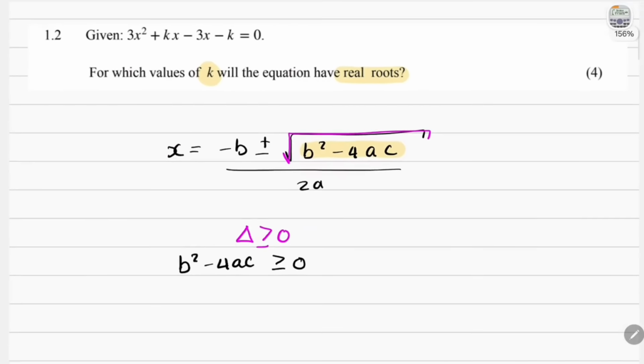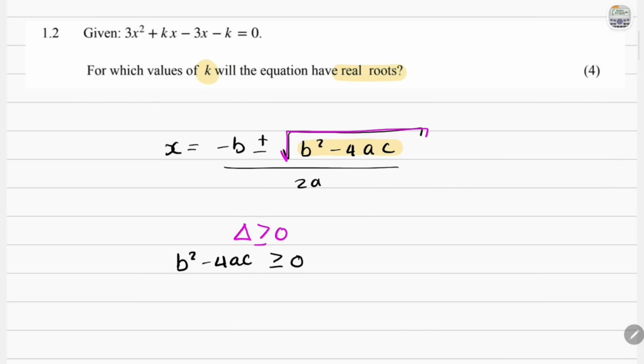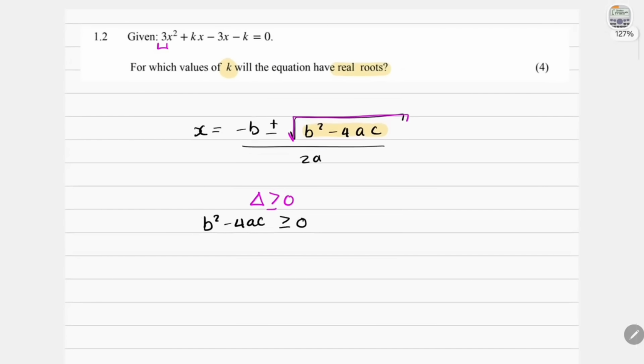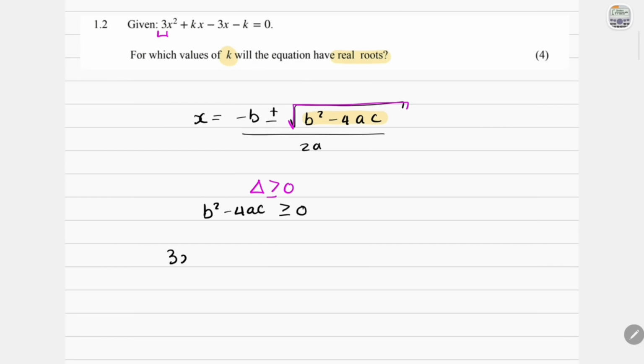In this equation that we have, we can see that the value of a is 3. The value of b is interesting, but we can rewrite the equation a bit so that we can find it. You have 3x squared, and notice that you have x here and x here. Why don't you take x out as a common factor so you can see what is multiplying x, and that would be the coefficient of x. If we do that, in the first term we have k, and in the second term you have negative 3, and then minus k equals 0.